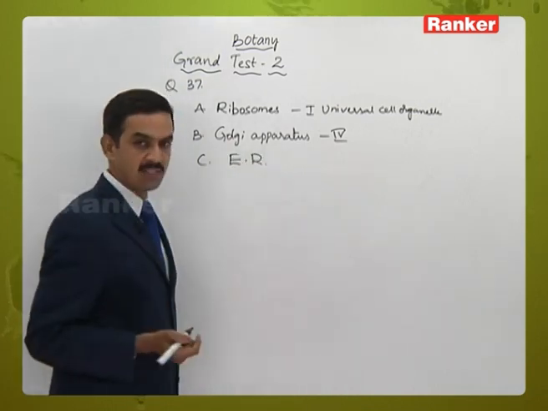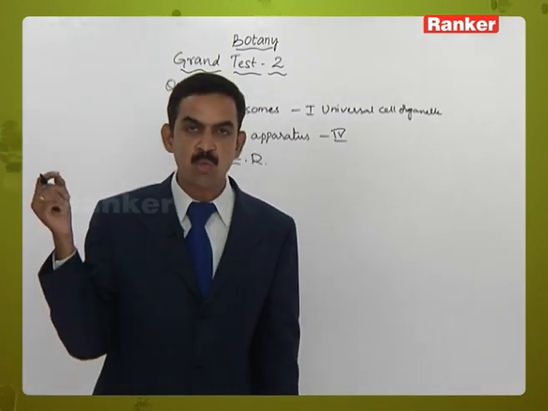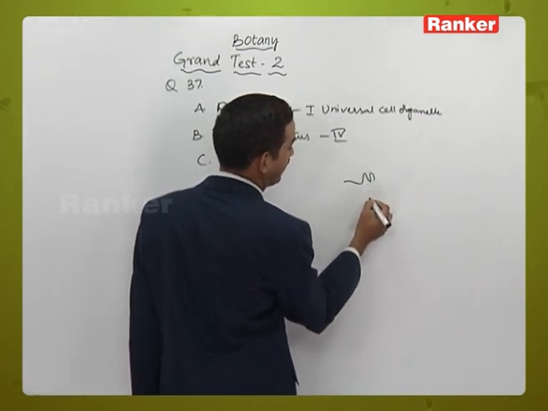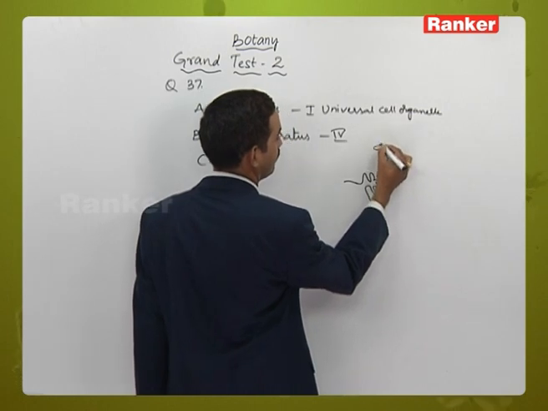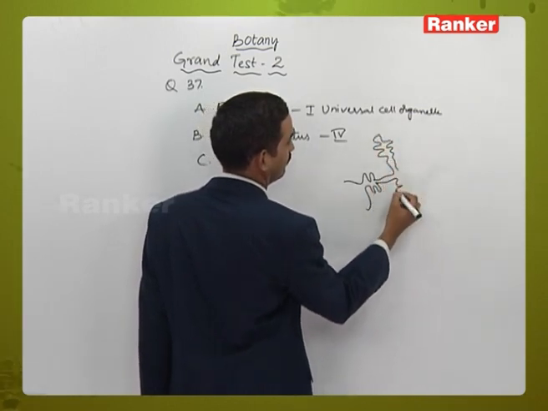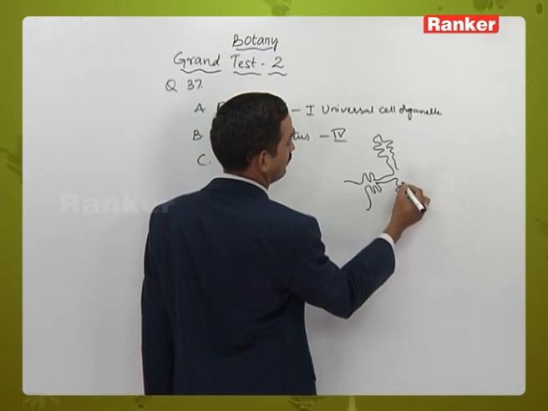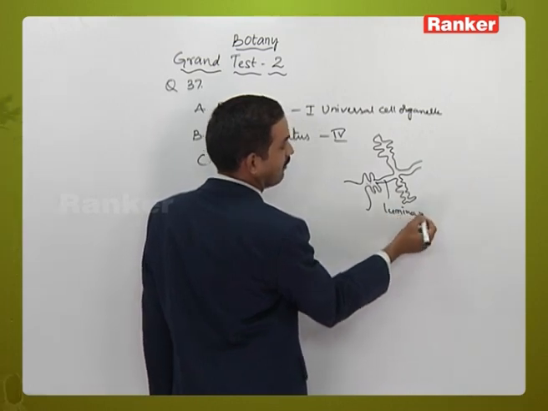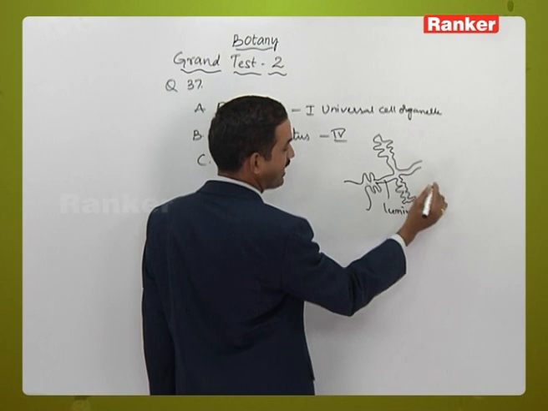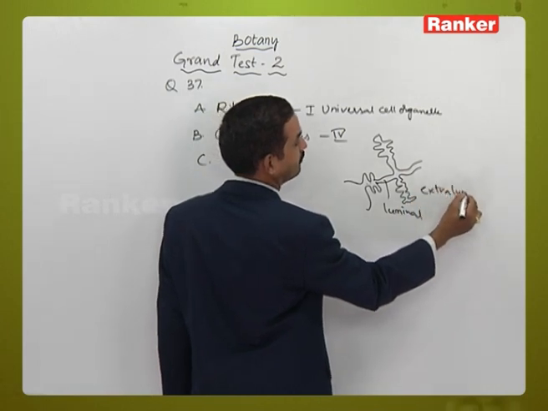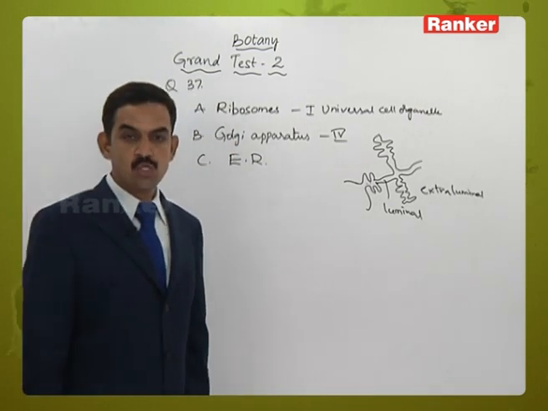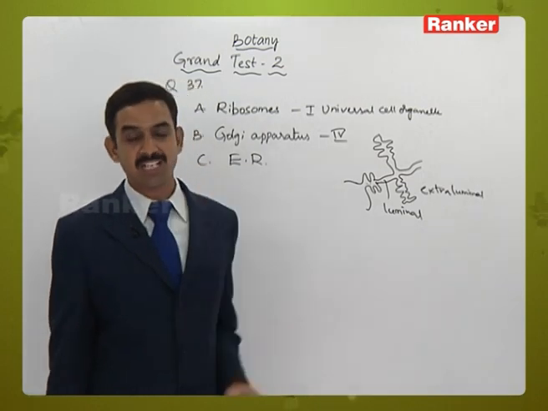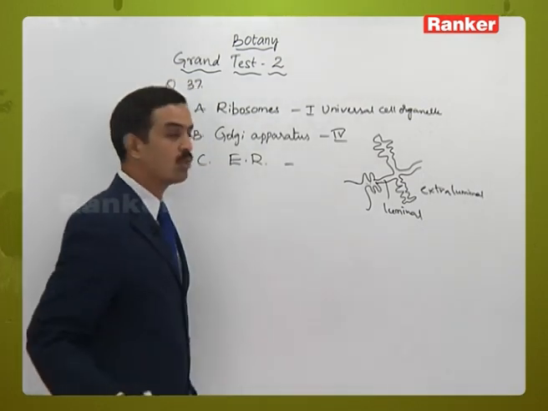We can say it as ER. Endoplasmic reticulum is the one which has luminal and extraluminal compartments. If it is this type of structure, the part which is present inside is the luminal, and the part which is present outside is called the extraluminal. So inside the endoplasmic reticulum is luminal, and outside the endoplasmic reticulum is extraluminal. That type of character is related to endoplasmic reticulum.